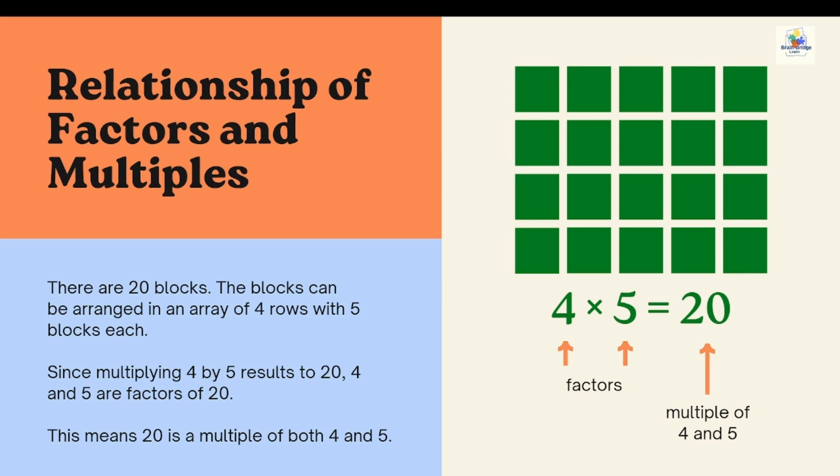If we divide 20 by 4, the remainder is 0. The same is true with 5. So not only are 4 and 5 factors of 20, but 20 is also a multiple of both 4 and 5.